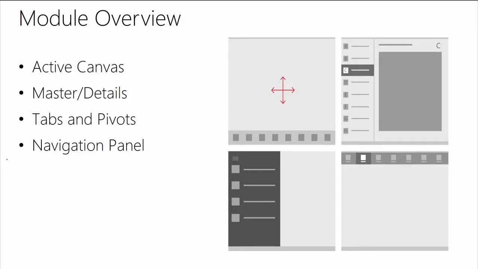There's a lot of options, but we're going to hit just four of them. The first is the active canvas, and we'll talk about the details and some implementation things to consider. Then master details, which happens all the time in line of business applications. Then tabs, implementing tabs, and also the navigation panel, sometimes referred to as the hamburger menu.